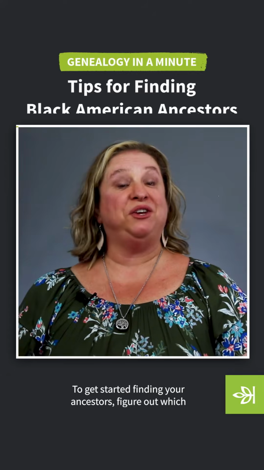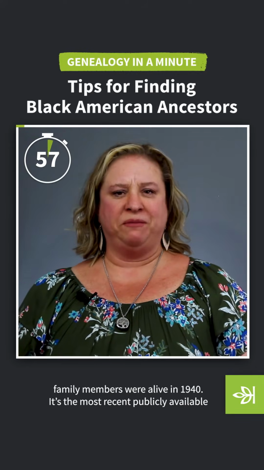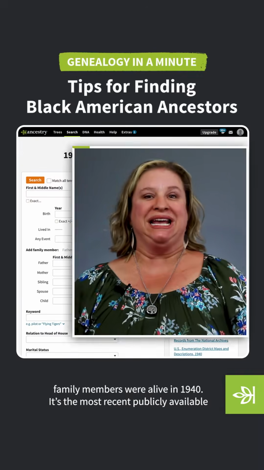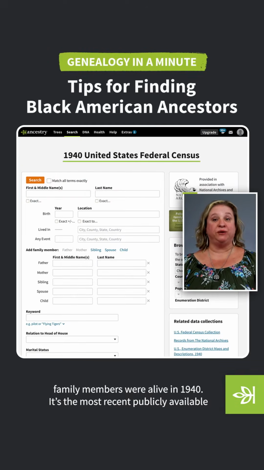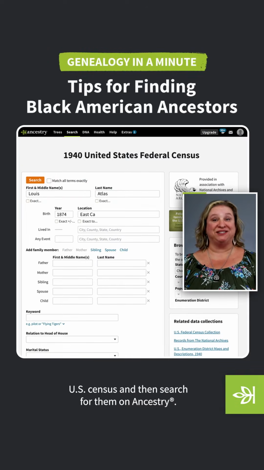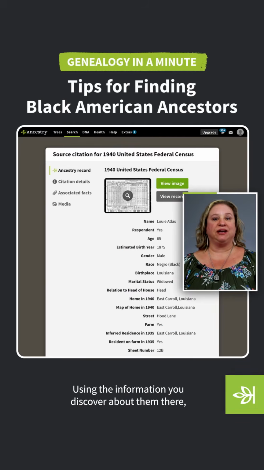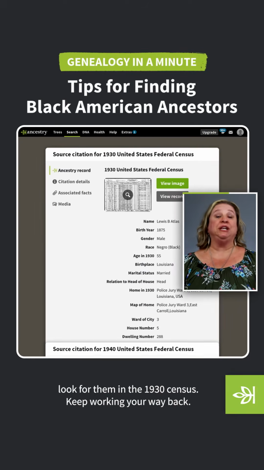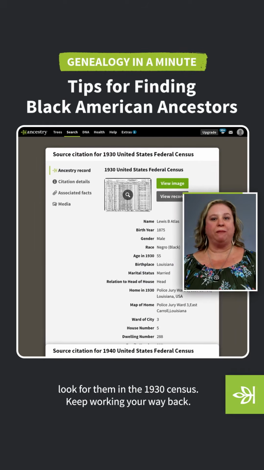To get started finding your ancestors, figure out which family members were alive in 1940. It's the most recent publicly available US census, and then search for them on Ancestry. Using the information you discover about them there, look for them in the 1930 census. Keep working your way back.